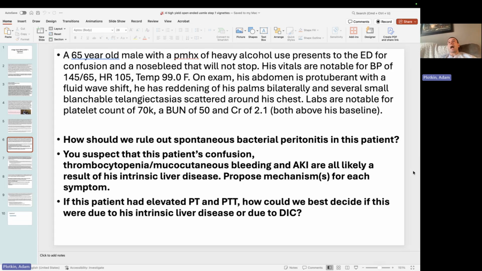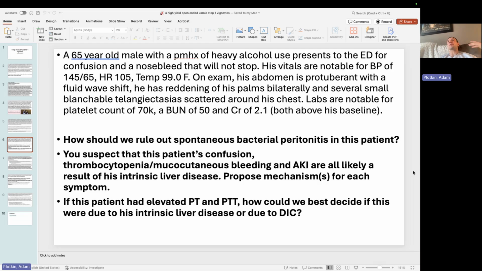In DIC, I would see an elevated PTT. I would see an elevated D-dimer, or breakdown products of fibrin, because we're laying down all these fibrin sheaths and then cutting them up. I would also see a low fibrinogen, because fibrinogen is converted to fibrin, so of course we have to use up all of our fibrinogen. And then I would see low platelets, because we're using them all.